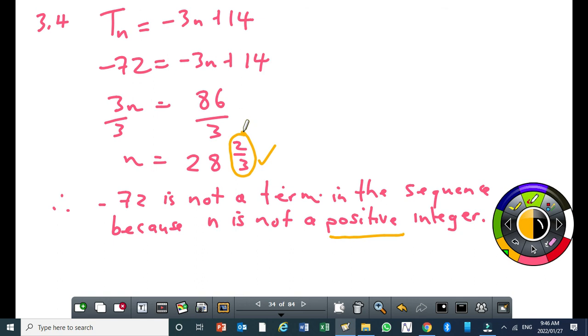But please take note that if you write positive integer, it also means natural number. Please be aware of that. Positive integer is the same as natural number. So where I wrote positive integer, you can say it is not a natural number. Remember, your natural number starts from 1: 1, 2, 3, 4, and so on. Remember that. So we can put natural number here. It is not a natural number. But always, in terms of integers, your position n must be a positive integer. Always.